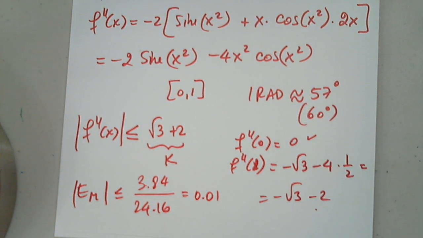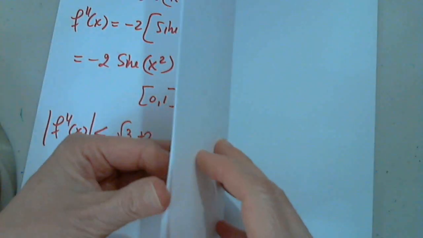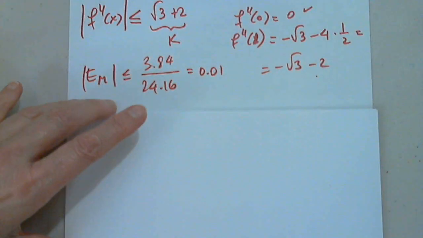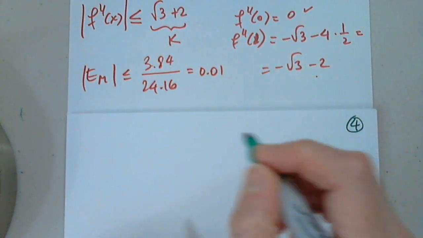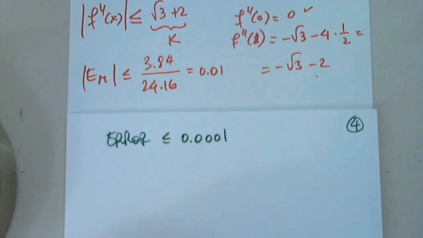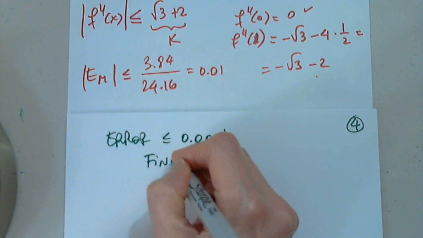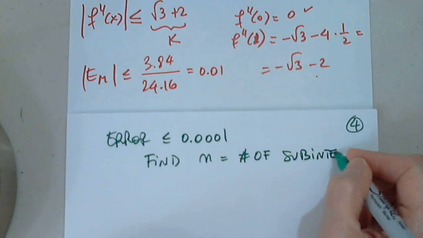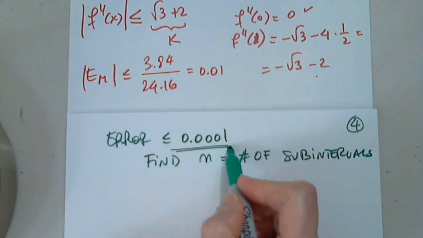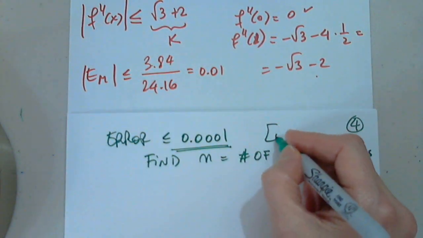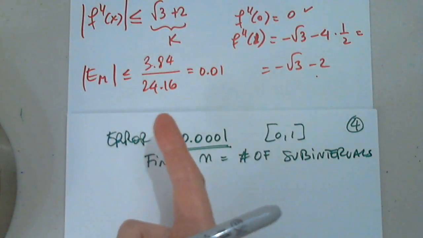Now I would like to answer another potential question here. What is the potential question here? The potential question here is, what if I want to make sure that the error is less than 0.0001? Find n, the number of subintervals, to guarantee that. Okay, so in that case, for this particular situation, of course, we are still talking about 0, 1. And we determined the 3.84.